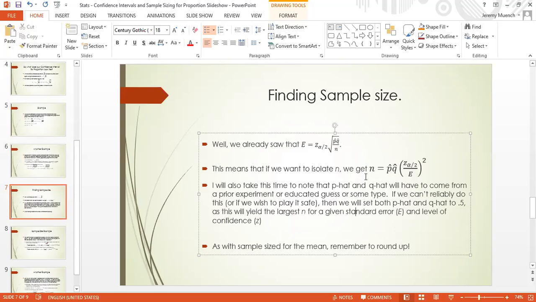So if we don't know anything, or we want to play it safe, or we're just starting a new experiment completely fresh, or we're not basing off anything we've seen before, or we just want maximum rigor, we're going to assume that p hat and q hat are 0.5. And that will mean that we guarantee that this is the largest possible n that achieves the confidence level and error that we want. So great.